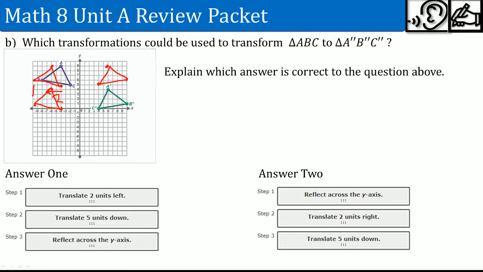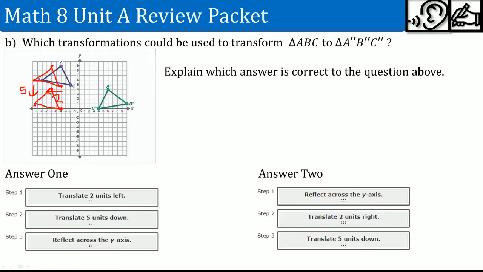Left 2, down 5. Then it reflects over the y-axis. Okay. So left 2, down 5, reflect over the y-axis. Is that going to be the same as this one that says reflect over the y?